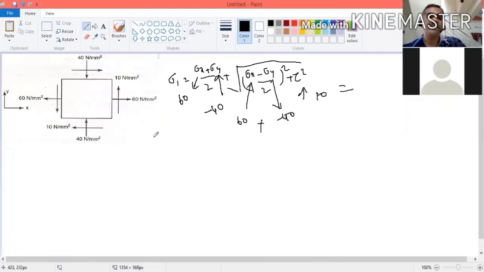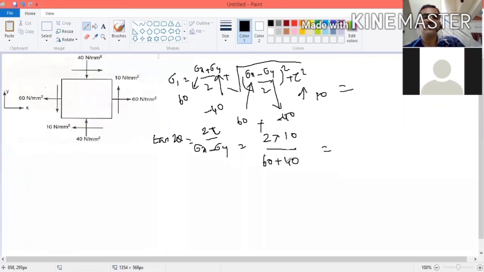What is the position? Tan 2 theta is equal to 2 tau divided by sigma x minus sigma y. Substitute the values. 2 into 10 divided by 60. Here one minus is there. Already it is minus. So minus of minus plus. That is 40. This will give 2 theta. From that you can find the value of theta. To find sigma 2, the same equation, but instead of plus you have to put minus. You can get the value of sigma 2.